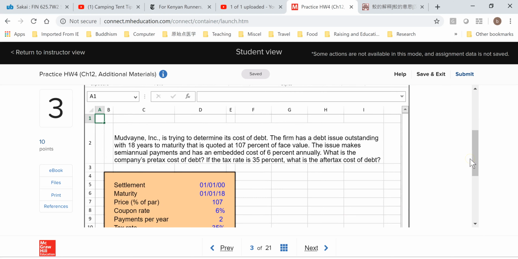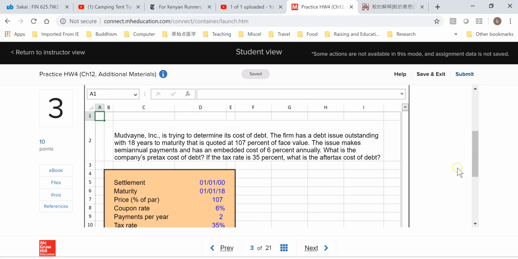This is actually a question about how to use Excel to calculate the cost of debt. So I just want to use this as an example to show you how to do that. This firm is trying to determine its cost of debt. The firm has a debt issue outstanding with 18 years to maturity that is quoted at 107% of face value.